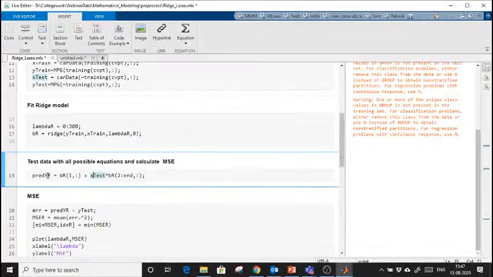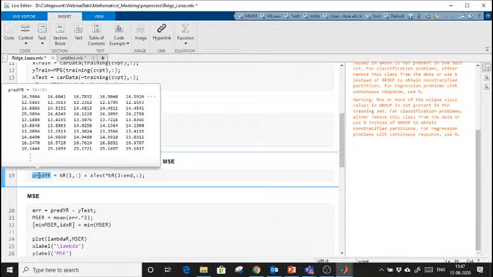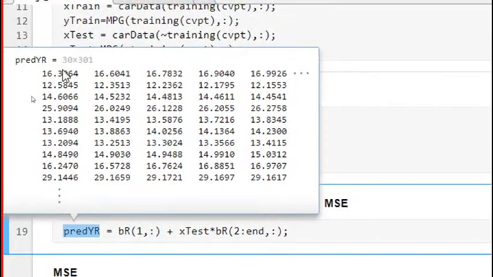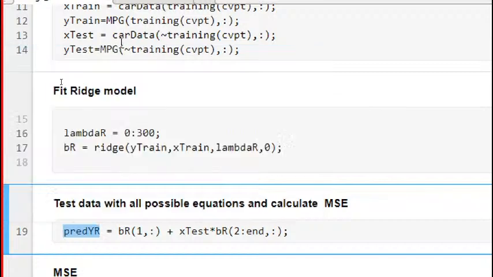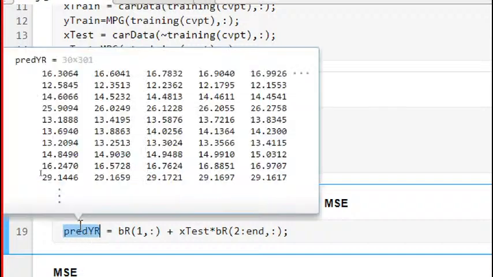It is still executing. Let me execute it again, and you see here the first column is showing the first equation, this is showing the second one. In the first equation we had 30 inputs, 30 samples, and these are the outputs for the first equation on 30 samples. These are the outputs for the 30 samples for the second equation, and these are the outputs for the third equation. Like this we have 301 equations.